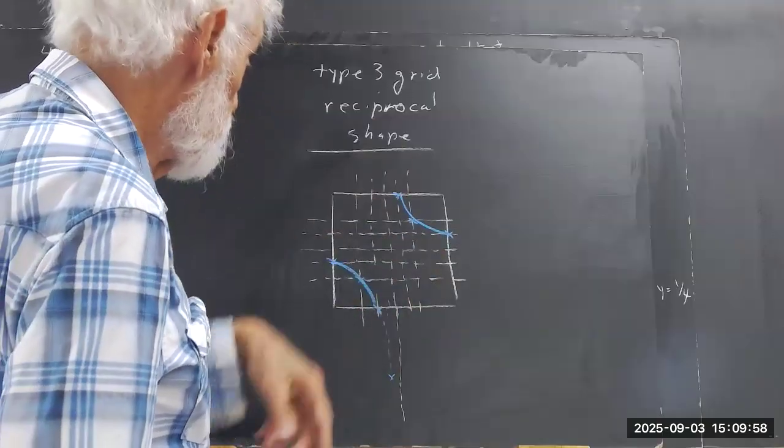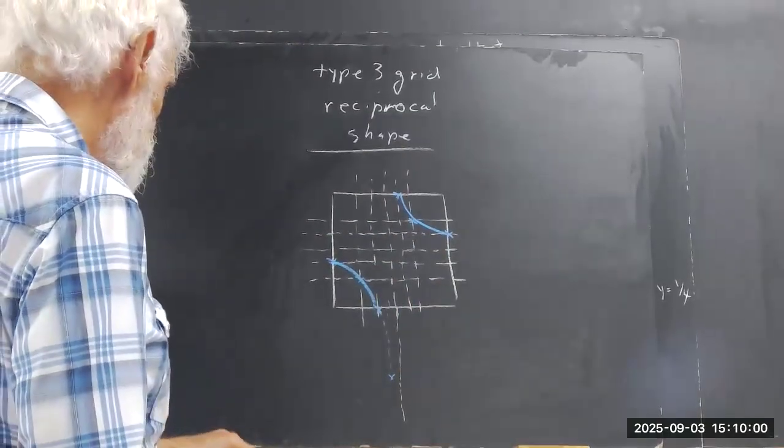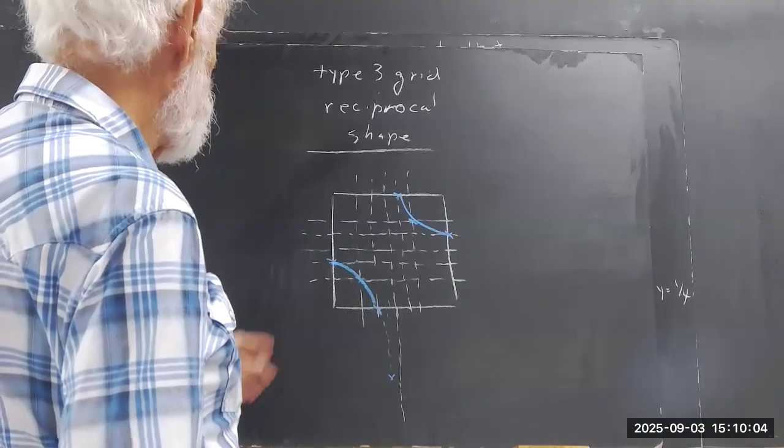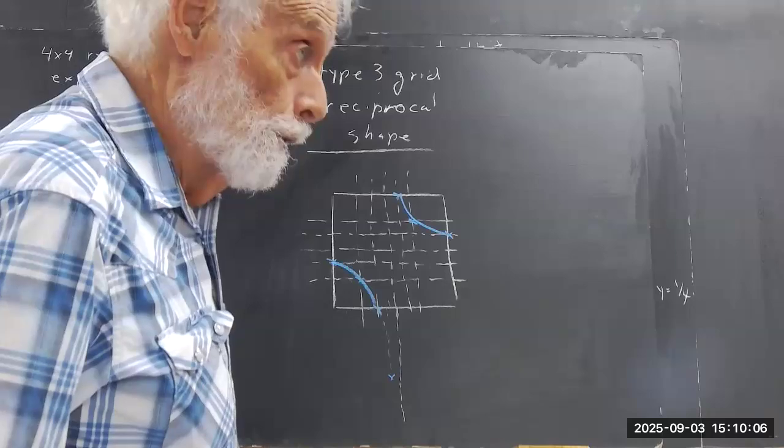Okay, we can make similar statements about other aspects of the graph, but that's it. That's your type 3 grid. That's your reciprocal shape.